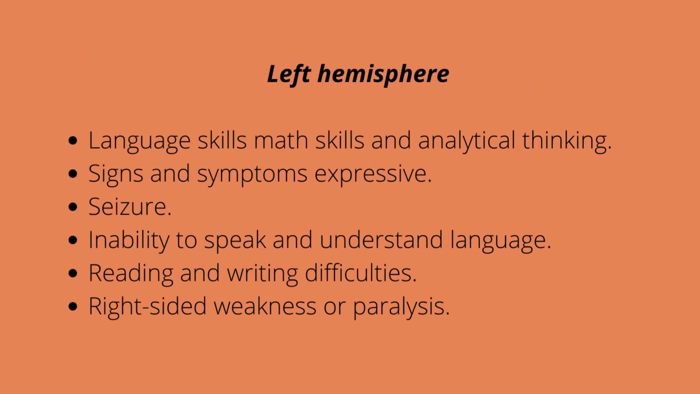And with our CVA, we could either have a left hemisphere or right hemisphere stroke. And with our left hemisphere stroke, what we'll note is that our language skills, math skills, and analytic skills will be tampered with. So signs and symptoms include expressive aphasia, which is inability to speak and understand language, reading and writing difficulties, as well as right-sided weakness or paralysis. So with CVA, when you have a left hemisphere stroke, it affects your right side of the body. And when you have it on the right hemisphere, it affects your left side of the body.